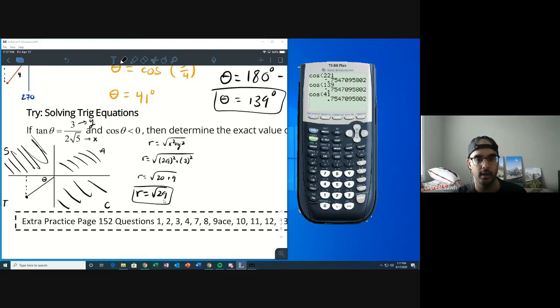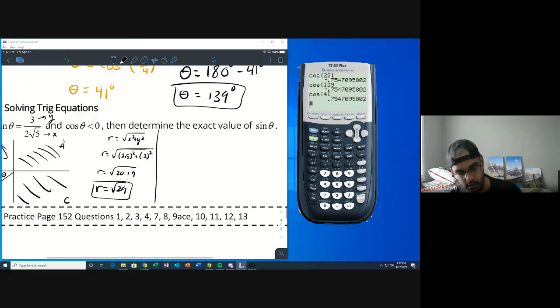Now that I know what r is, I know what y is also. I can go ahead and find sine. But here's where I need to be careful. For tangent theta, it says it's positive. But if I'm down in this quadrant, that actually means both coordinates are negative. I'm in a negative x direction. I'm also in a negative y direction. They've simplified and actually canceled them out. So tangent theta should actually be -3 over -2√5.